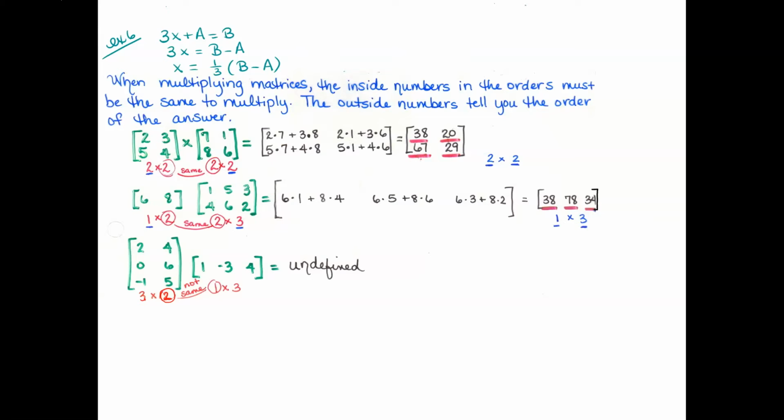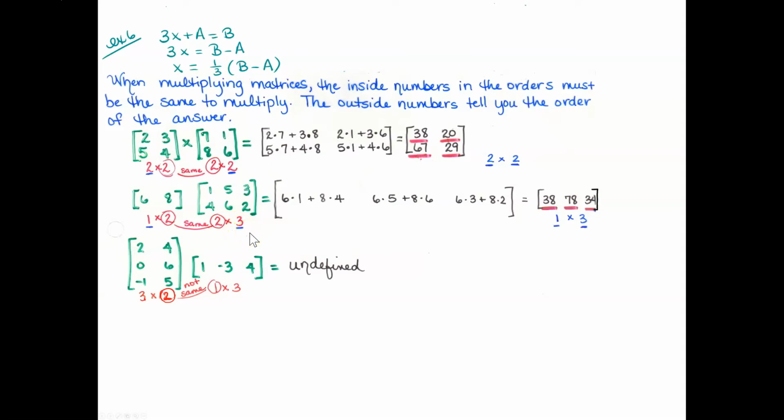All right, so you'll notice that when you're multiplying matrices, the inside numbers in the order have to be the same in order for you to be able to multiply. So if you look at this first example, we've got a 2 by 2 and a 2 by 2. The inside numbers were the same. Look at this next one. The next one, I have a 1 by 2 and I have a 2 by 3.